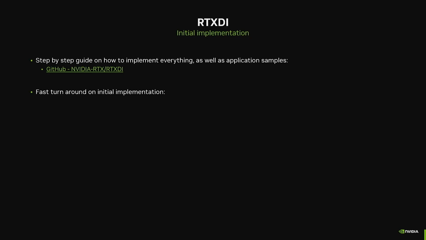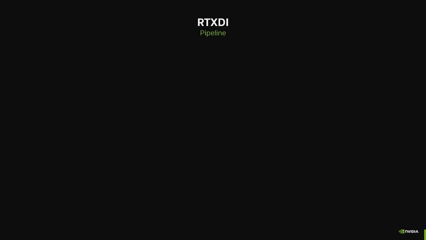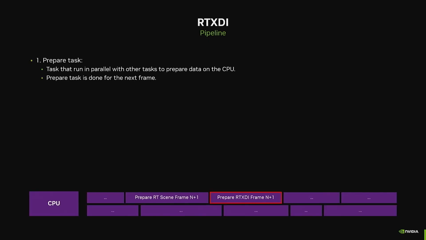The implementation was actually fairly straightforward, and it took us 2 to 4 weeks to get something working in the engine. We started by adding the initial sampling and final shading of the RTXDI, then adding the ReSTIR spatial resampling, then the ReSTIR temporal resampling, then adding denoising, plugging everything into the engine nicely, and enjoy some nice ray traced lighting. Going into a bit more detail, here's how everything fits in the frame. We start with the prepare task that runs in parallel with a bunch of other prepare tasks on the CPU, and its goal is to prepare all the RTXDI data on the CPU and make them ready for the GPU.